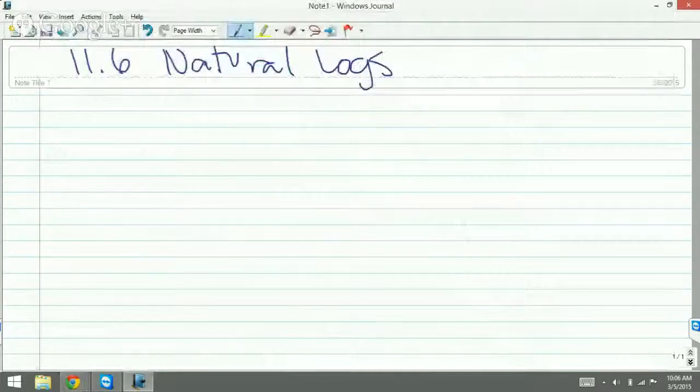Okay, natural logs. Why do we have natural logs? Because they're healthier. They're better for your health. Get it? Because they're natural. Yeah.